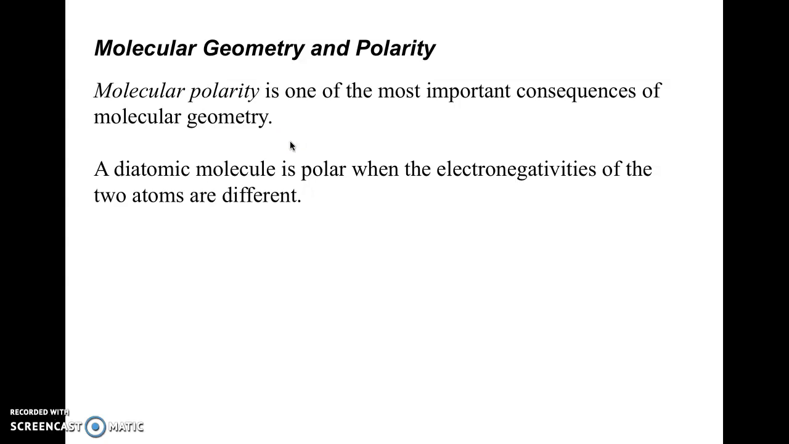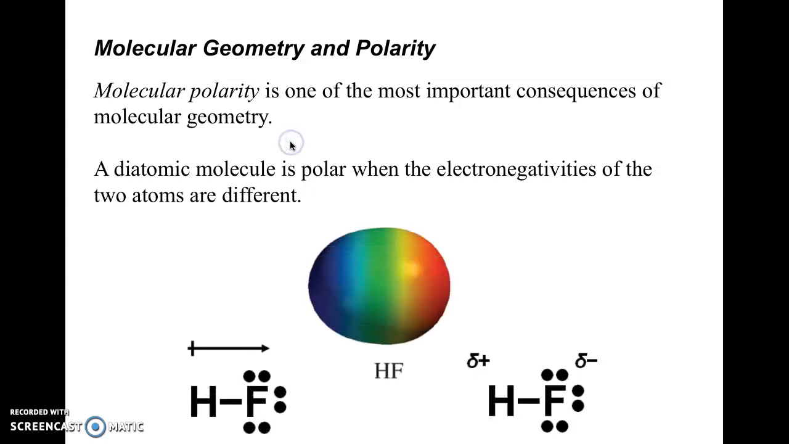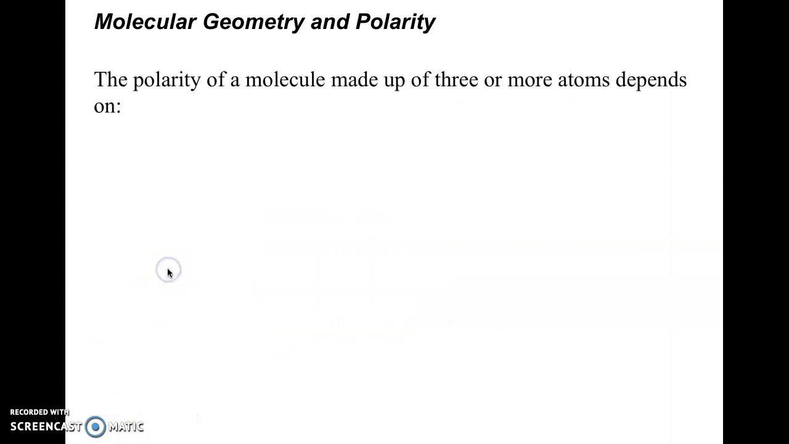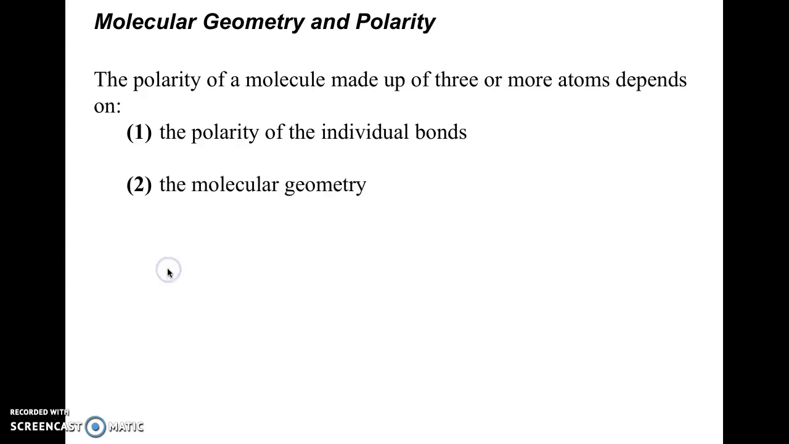Pretty simple when you only have a diatomic molecule because you just use electronegativities. Remember, we can show dipole as an arrow, or we can use our partial charges with our delta symbol. Okay, if you have a molecule that's made up of 3 or more atoms, then we have to look at not only the polarity of the bonds, but also the geometry of the molecule. An example here is carbon dioxide.